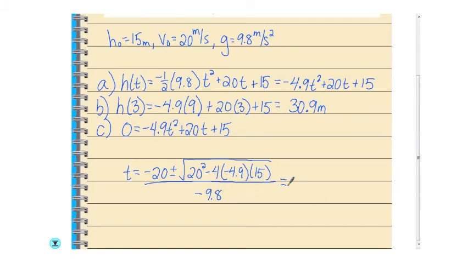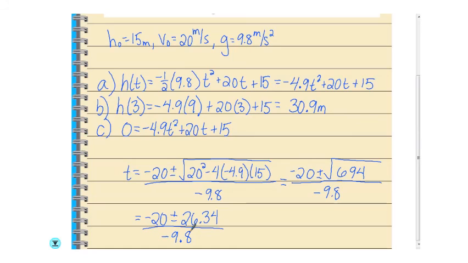So let's go ahead and simplify. So we have 20 squared minus 4 times -4.9 times 15 under our square root, which is going to give us 694. Okay, so if we take the square root of 694, we get that it's approximately 26.34. So we have -20 plus or minus 26.34 all over -9.8.